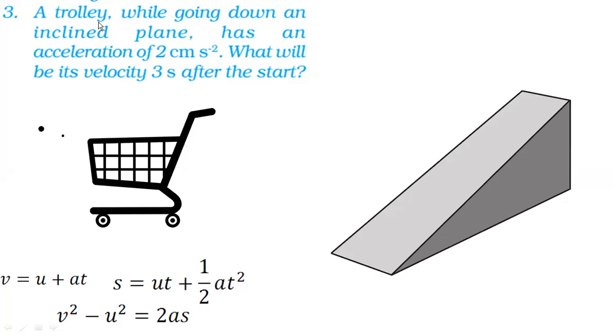Now they are saying a trolley while going down. So it is going down from the top and it got acceleration of 2 centimeter per second square. So let me put that trolley here. So what they are asking is that they have thrown this trolley from the top. Okay, they have released it. Now that particular trolley is traveling with an acceleration of 2 centimeter per second square. So what is the acceleration it received? 2 centimeter per second square.